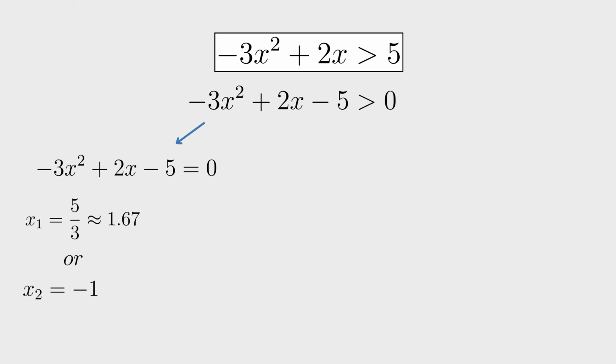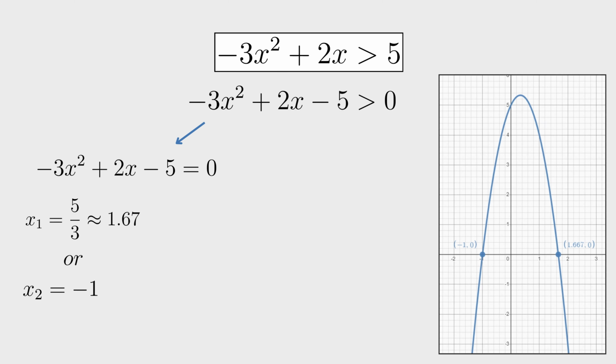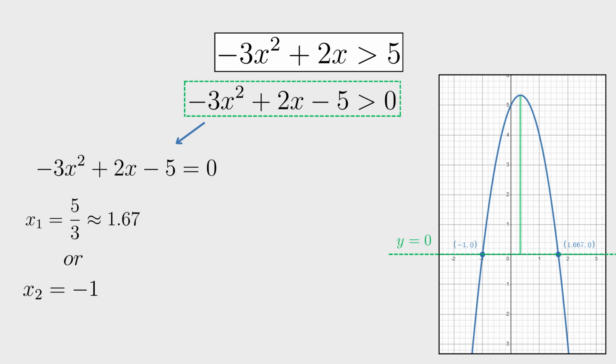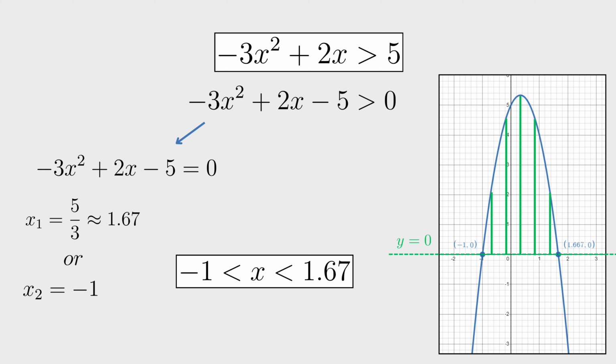The coefficient of the x squared is negative. It is negative 3. So your graph will have this shape. Roots are also shown here. Take a look at this equation in the green box and see that they want you to find the values of x where the quadratic graph is more than 0. The line y equals 0 will be here. The quadratic graph will be more than 0 in this region here where I mark it with the green bars. And thus x will be between negative 1 and 1.67, both not included. Or you can say negative 1 is less than x which is less than 1.67.